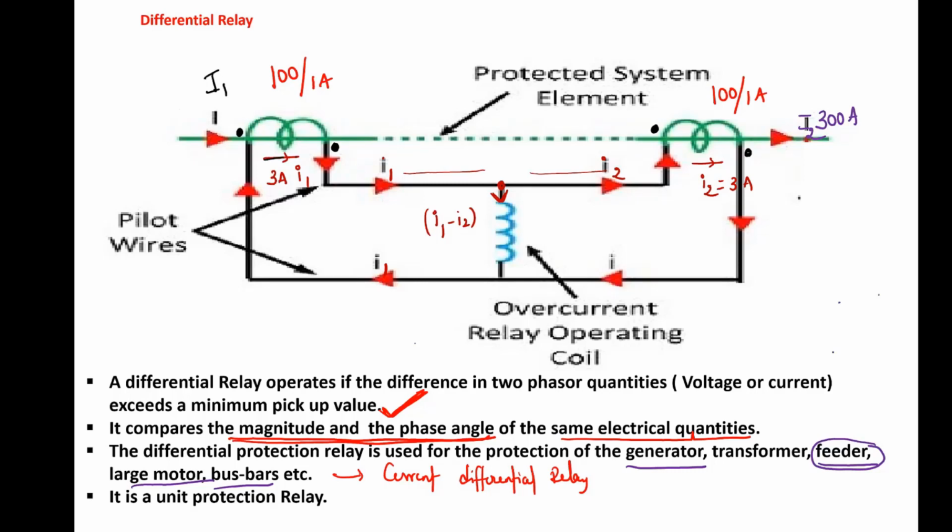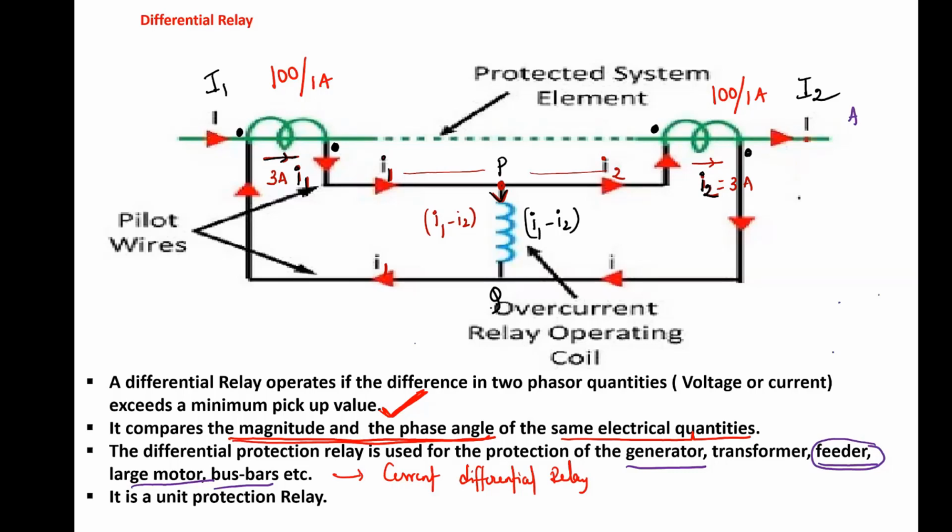The current flowing through the secondary, I am calling it small I1. Similarly, the current flowing through the second CT in the primary is capital I2. In the secondary, I am calling it small I2. The current directions are indicated by the red arrows. Here, the current flowing through the operating coil is I1 minus I2, in the downward direction, from point P to Q.